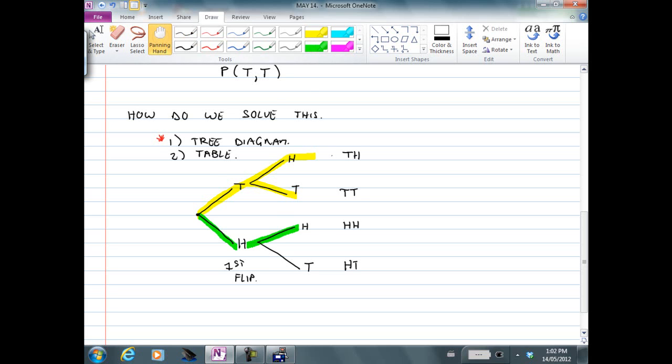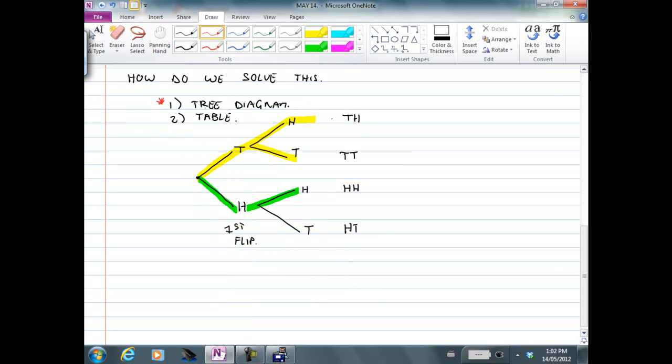I'm going to teach you some more vocabulary. This right here is called your sample space. Okay. That's what sample space is. So sample space is this, a list of all possible outcomes. It's a list of all possible outcomes.